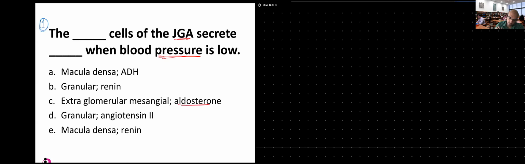Are you releasing angiotensin 1, angiotensinogen, angiotensin 2, aldosterone? Which one? Released from the juxtaglomerular apparatus. Which one? Go back to your notes, check this out. Which one would you be releasing from the juxtaglomerular apparatus?